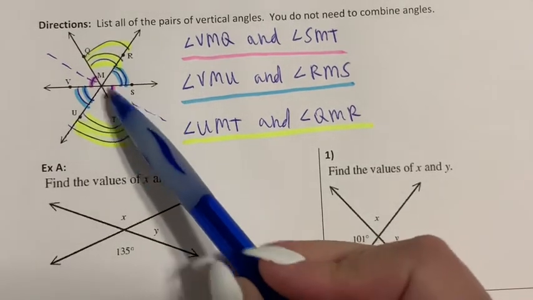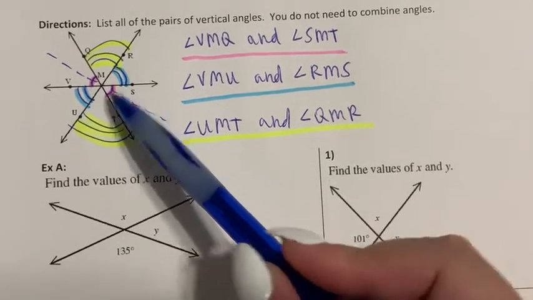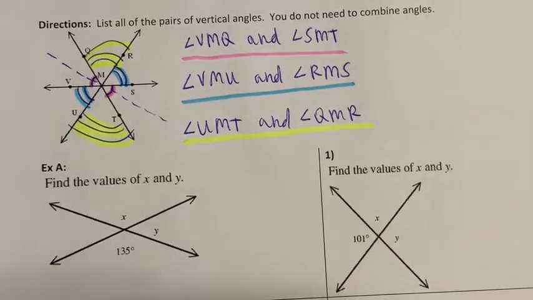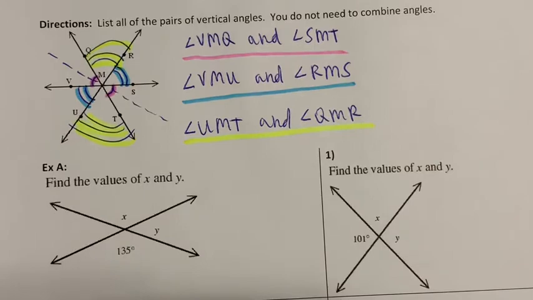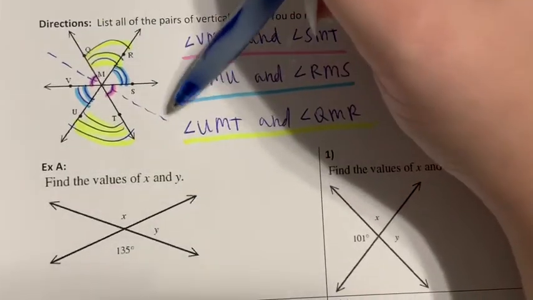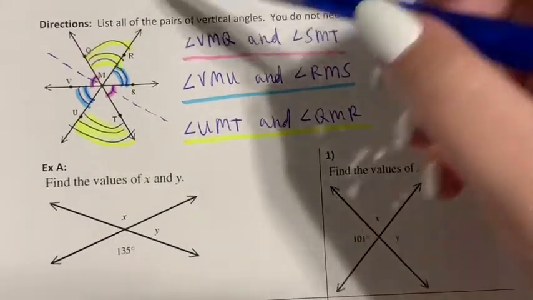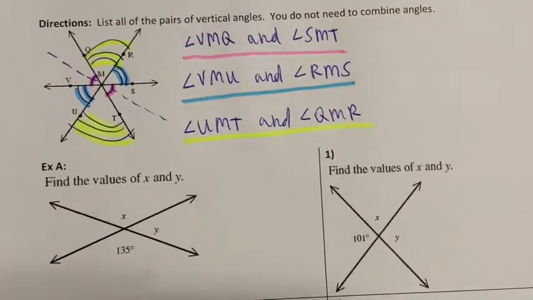Again, if you're trying to find the angle that is opposite it, sometimes it is helpful to put tick marks on the angles or to make a dash line going through your figure. If you're doing it with pencil, you could make your dash line, then erase your dash line when you go to list your next pair of vertical angles.